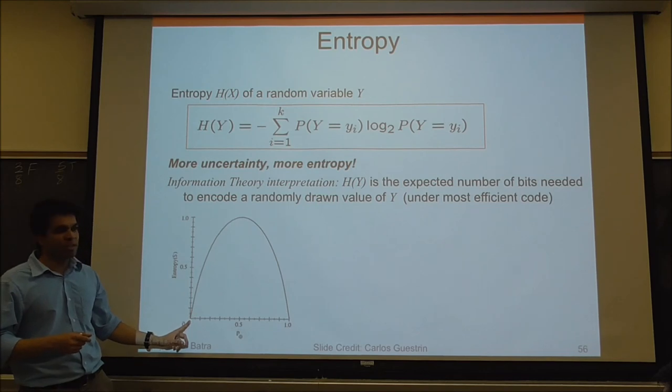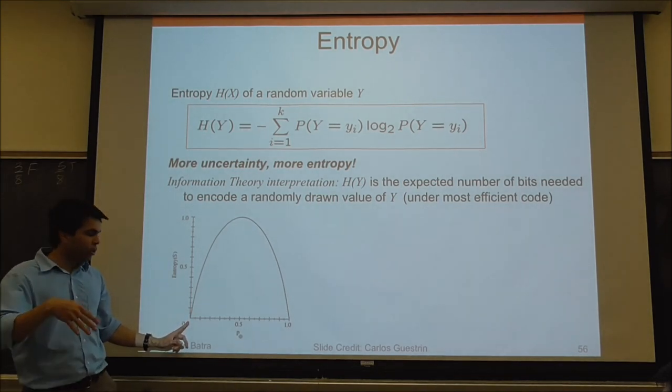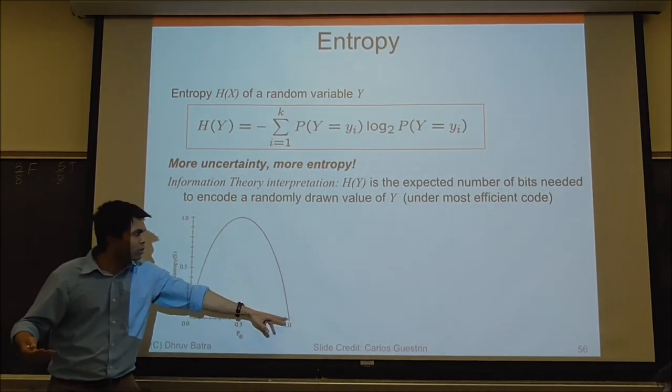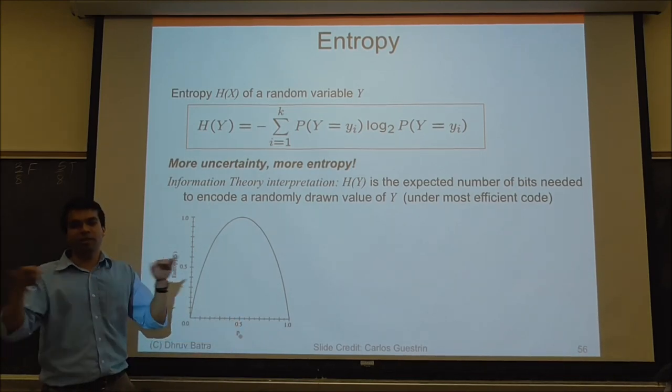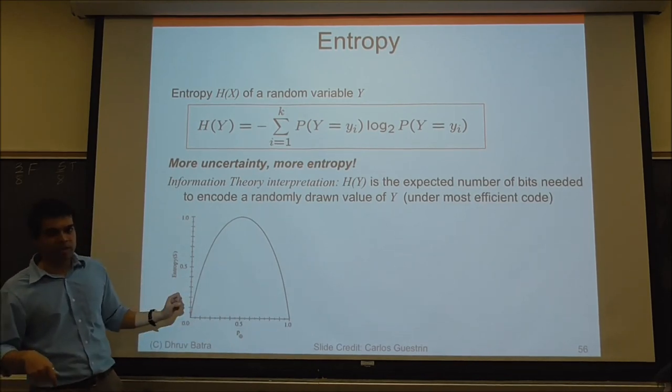If that probability is zero, then there's no entropy. You're always going to see heads, or you're always going to see tails. If that probability is one, there's no entropy, so that's also zero. In the middle at 0.5, this is the most uncertain that this distribution can be. This is split 50% between heads and tails, and that's what this entropy curve is.